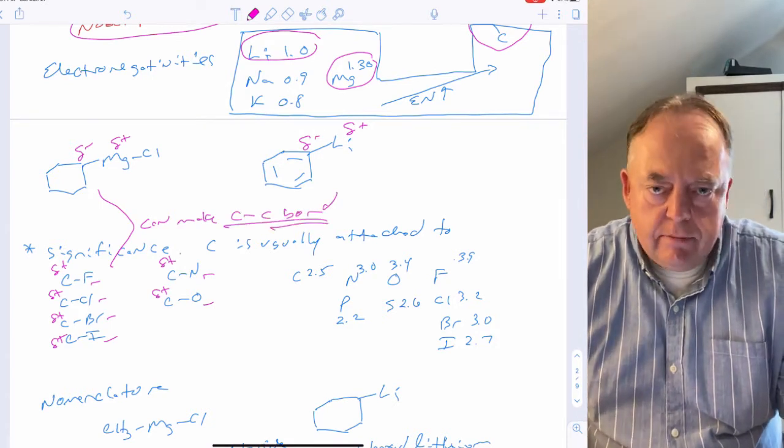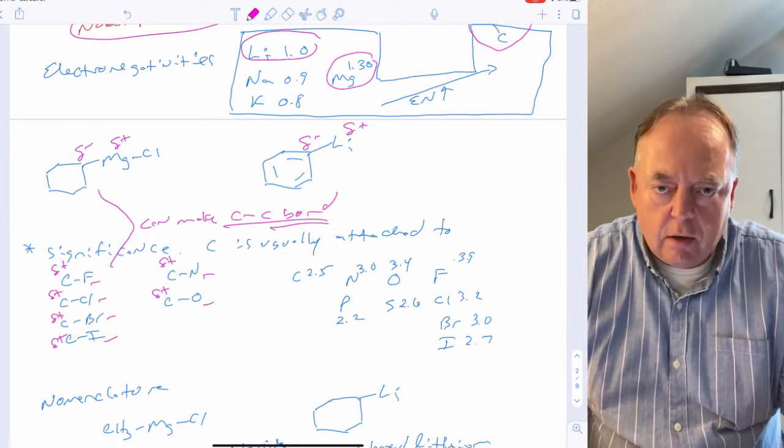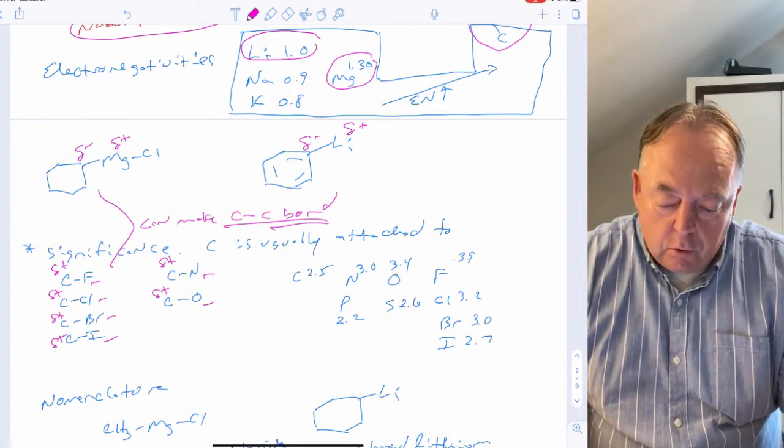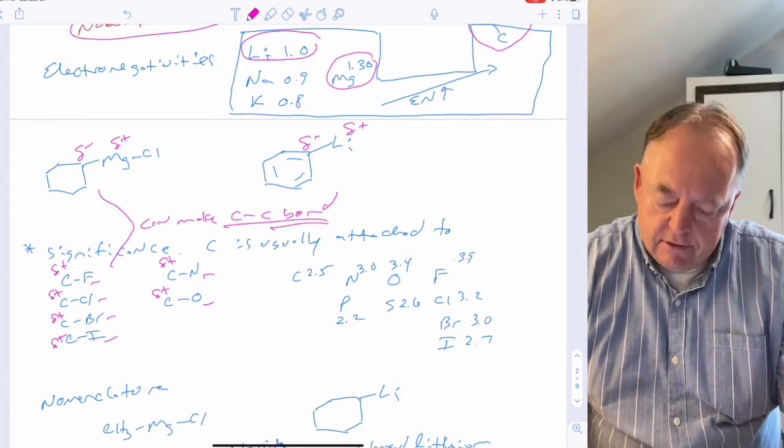So you can use them to make carbon-carbon bonds, and that is their significance, right? Anytime you can make a carbon-carbon bond, that's important in organic chemistry because you can take a simple molecule and make it much more complex.